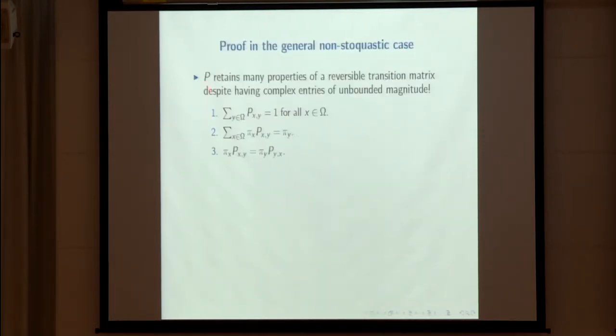So for non-stochastic Hamiltonians, this is pretty cool. P retains many properties of a reversible transition matrix, despite having complex entries of unbounded magnitude. That might sound a little weird, but here's what I mean. Every row sums to 1. Again, the ground state probability distribution is the so-called stationary distribution, and you have this sort of detailed balance looking property. Actually, if P is complex, this should be P dagger, sorry.